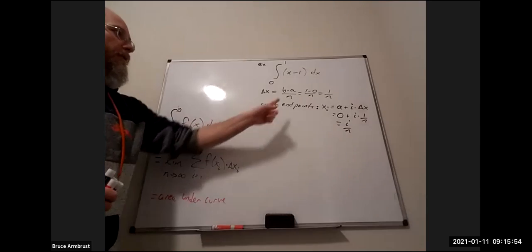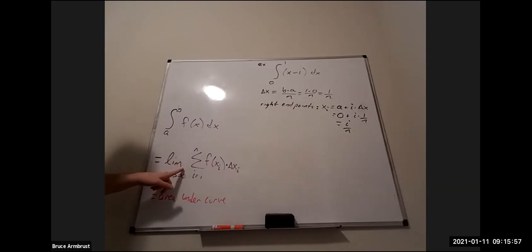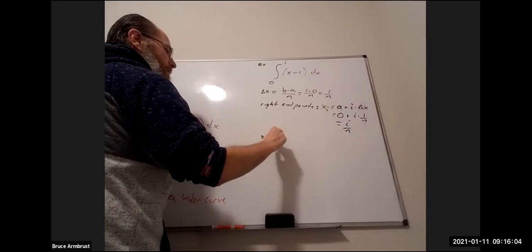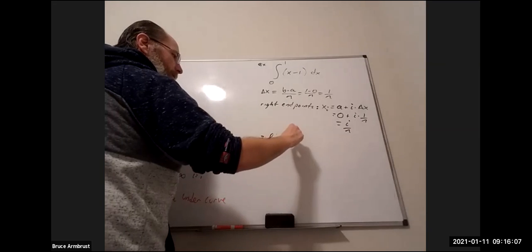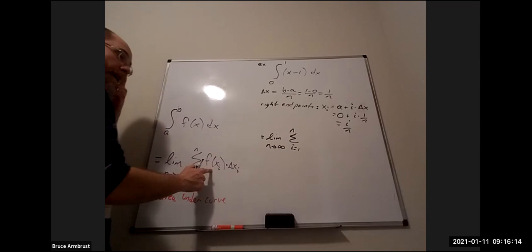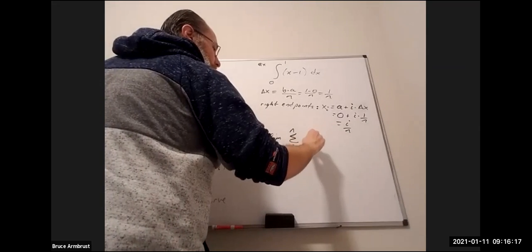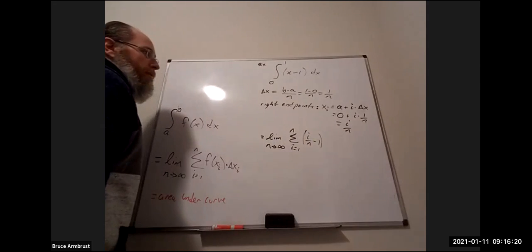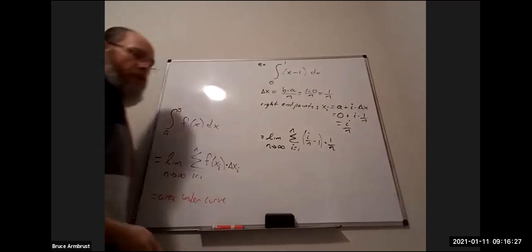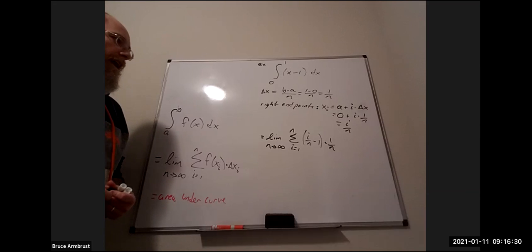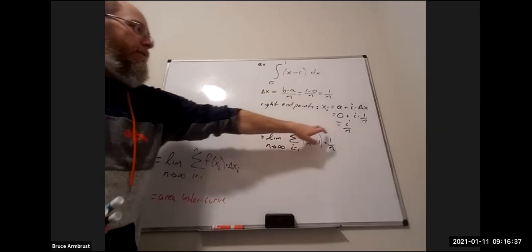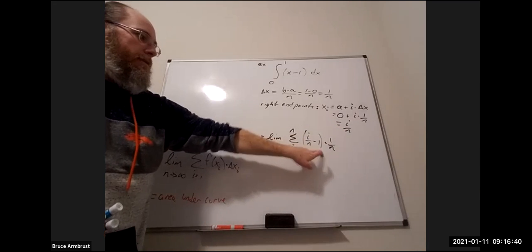All right, so we've got our widths. We've got what we're plugging in. So now let's create our limit. This is going to equal the limit as n goes to infinity of the sum from 1 to n. We're going to plug in i over n, so we get i over n minus 1 times delta x, which is 1 over n. The i over n minus 1 is coming from my function. Remember, my function was just x minus 1. So I'm going to take my x, i over n, and subtract 1.